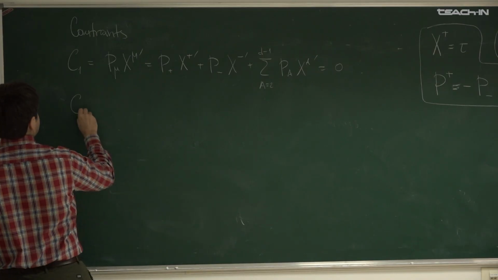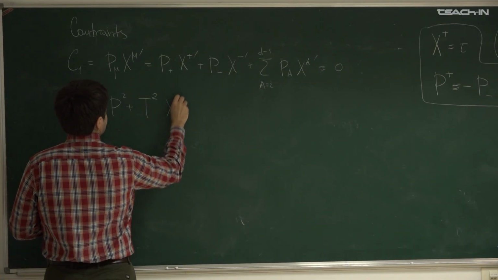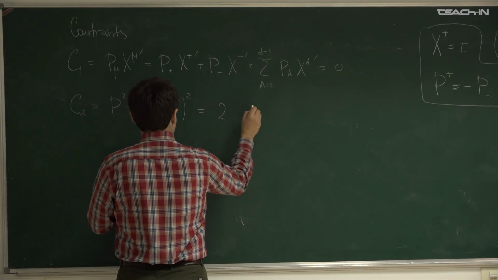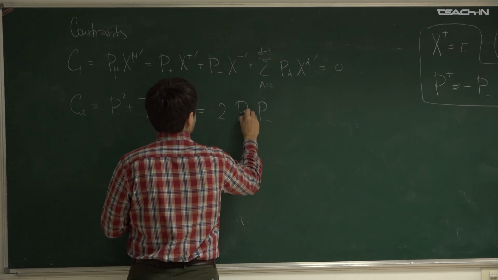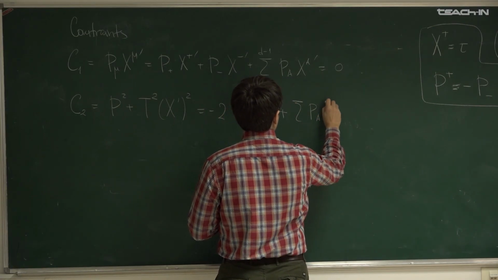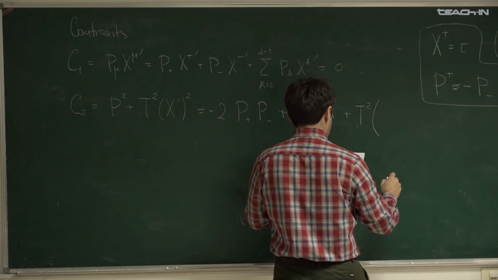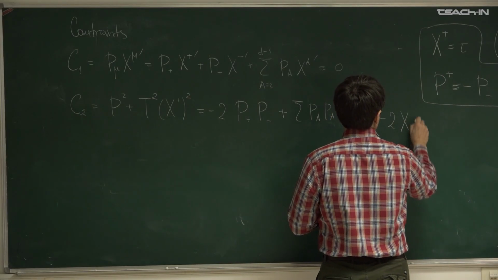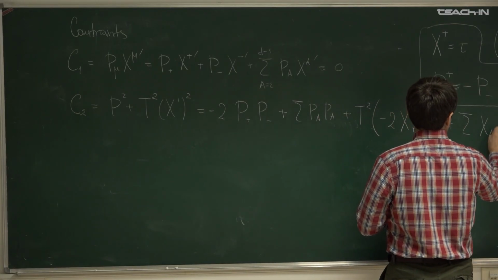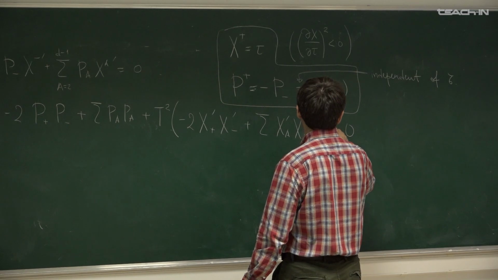Okay, let's write first the second constraint. Constraint C2 was p squared plus x prime squared, which is minus 2 p plus p minus plus pa squared, plus t squared times minus 2 x plus prime x minus prime plus xa prime xa prime, and that's also 0.